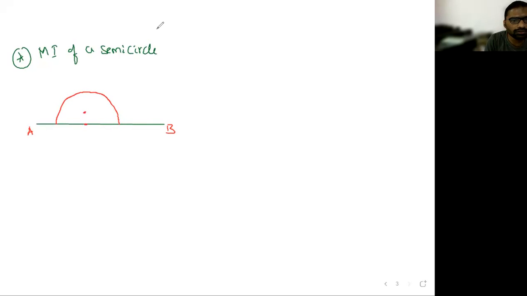Okay, where is the centroid? At a distance of the centroidal axis, how much is the distance? This is the centroidal axis, correct? How much is the distance? It is 4r upon 3 pi, correct, everyone? This distance of the centroidal axis from the diameter is 4r upon 3 pi. Is it correct, everyone? Yes, sir.